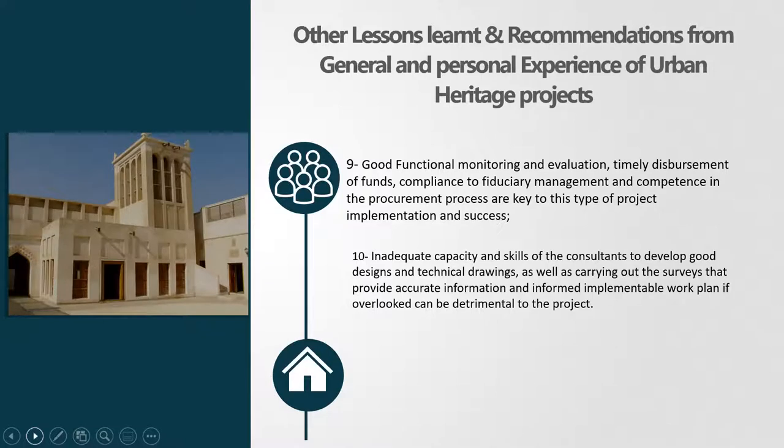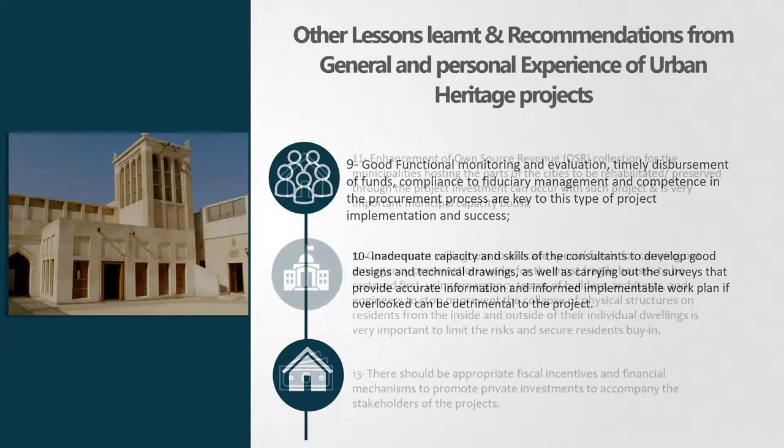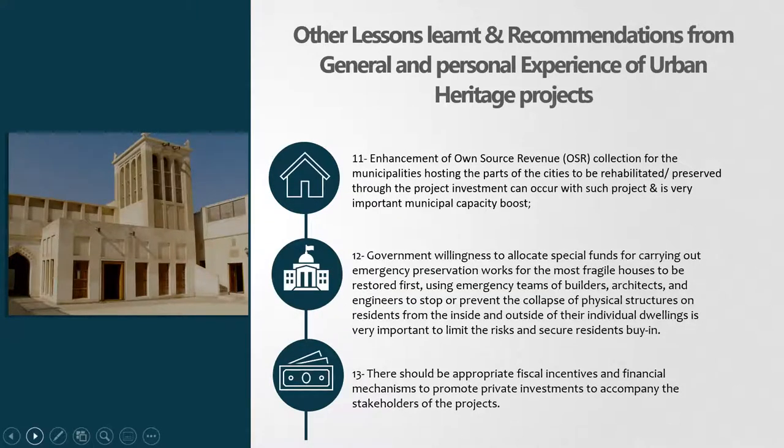In terms of the enhancement of own-source revenue collection for the municipality hosting the part of the city, this is really something that needs to be considered, because the project investment can occur with it, and it's very important for the municipality as well.